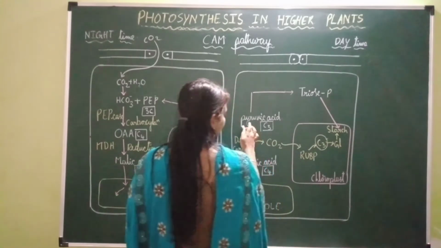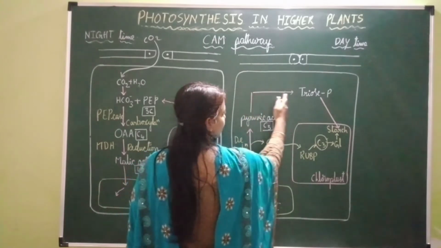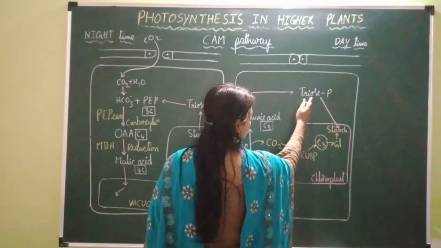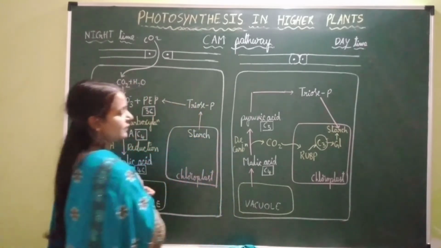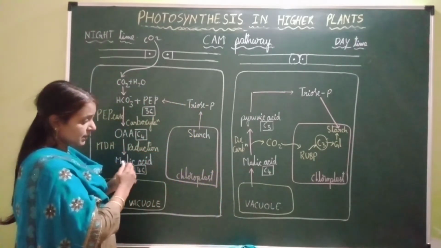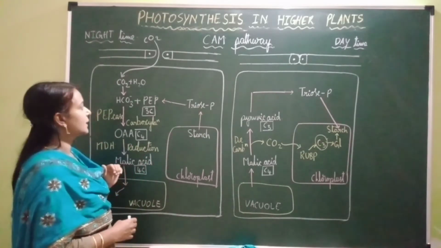So the pyruvic acid formed during daytime will be converted into triose phosphate, and again this triose phosphate will be converted into starch during daytime itself. Right, so this is all about the CAM pathway which occurs inside the CAM plants.